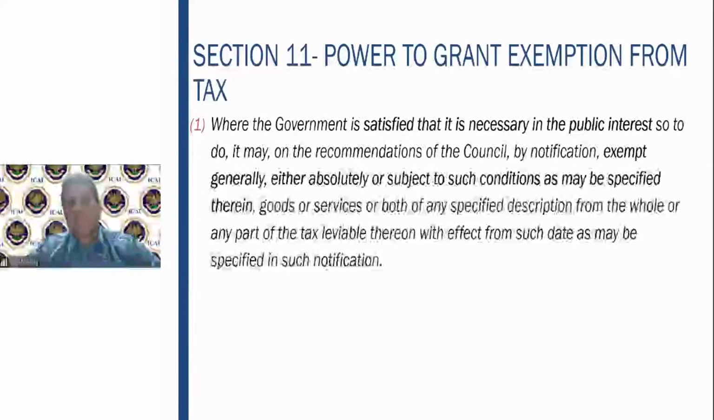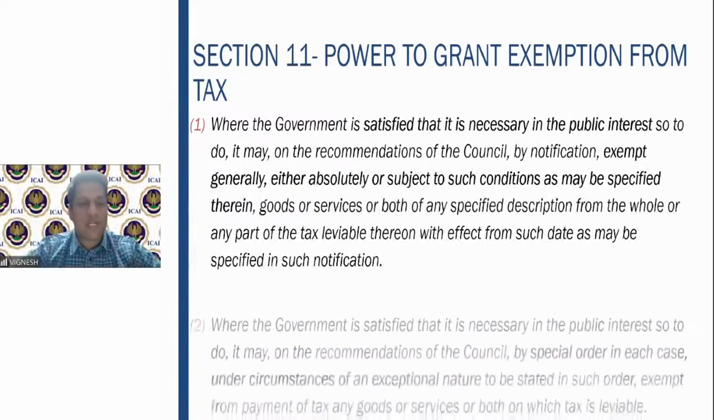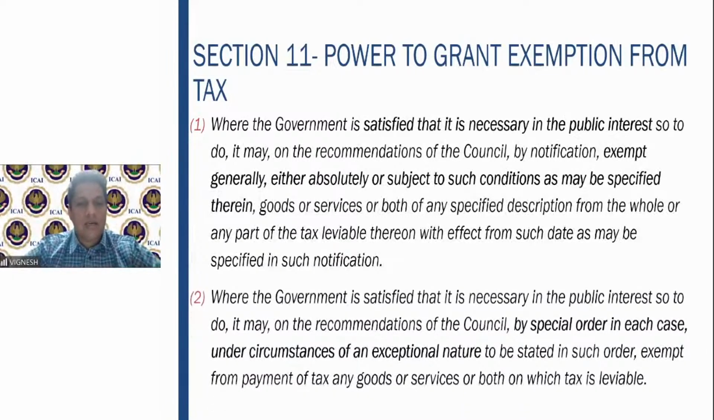Once the GST council recommends, the government will issue a notification and exempt either absolutely, that is total exemption is given, or conditional exemption is given, wherein subject to conditions the goods will be exempt. So from the whole or any part of the tax: sometimes the whole tax will be exempt, or part exemption is given, with effect from such date as may be notified in the notification.